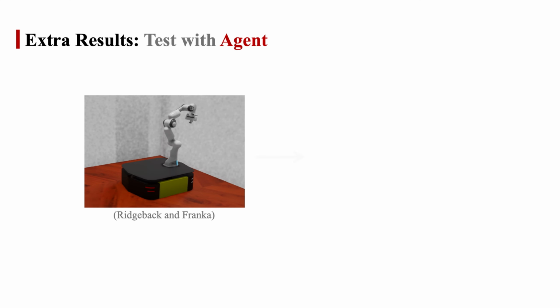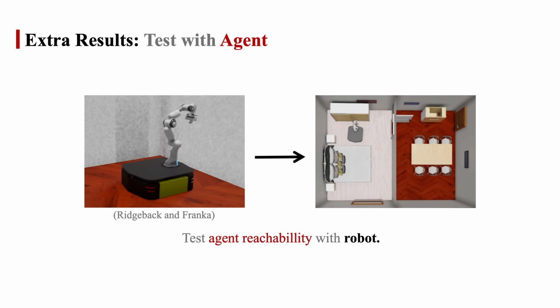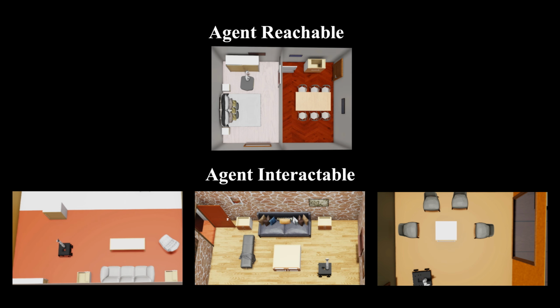We also use a robot to check the agent reachability and interact with articulated objects. We control the robot with a keyboard to move around the entire house. We also do motion planning to interact with articulated objects.